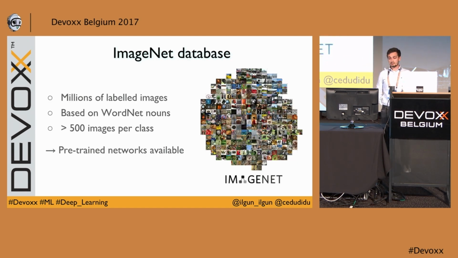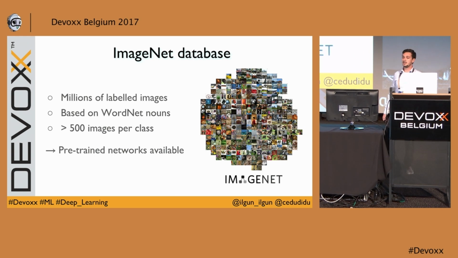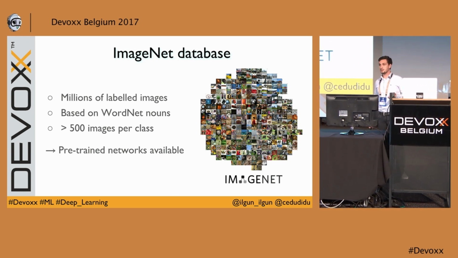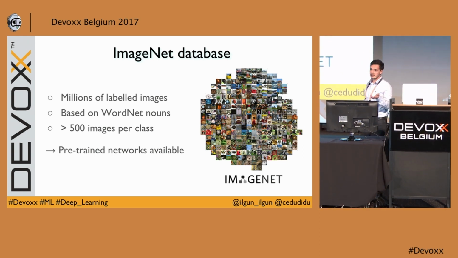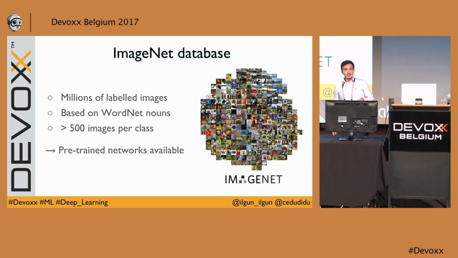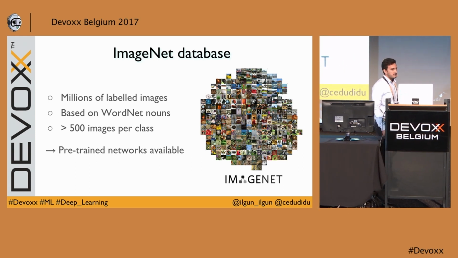And so how are those networks trained? It's actually straightforward. You can do it yourself too. We use the ImageNet database, which has millions of labeled images. It is based on WordNet nouns. WordNet itself is a database. There are more than 500 images per class. Let's say you have cat and you have 500 cat images. These are pre-labeled so that you can train your network. And as I mentioned before, pre-trained networks are available already.